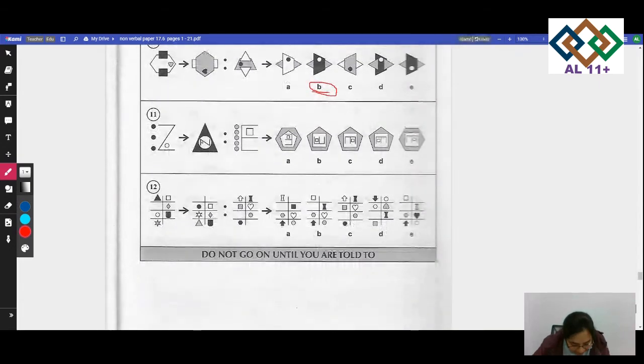Now it's number 11. In number 11, the number of small circles on the left hand side becomes the number of sides of the new last shape. The shading of the circles becomes the shading of the last shapes. So look at this one, it goes inside and this becomes small. So another thing you can look for is things like that. So that's why the answer would be a C.